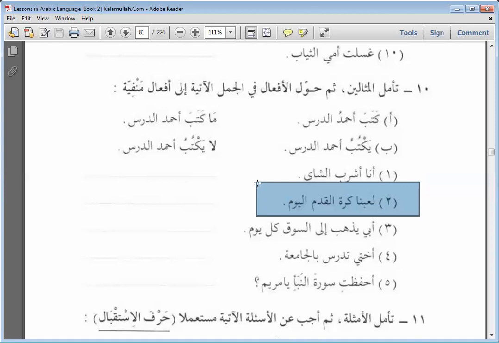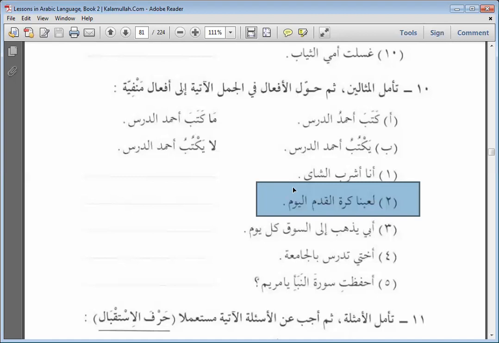لعبنا كرة القدم اليوم. We played football today. What do we use? ما or لا here? It's ما. So what do we say? ما لعبنا كرة القدم اليوم. After me. ما لعبنا كرة القدم اليوم.